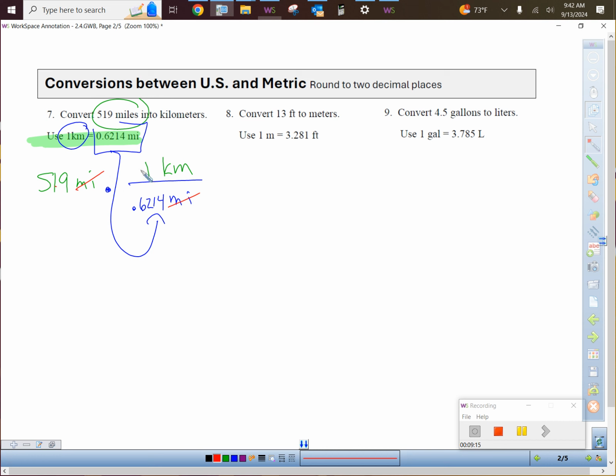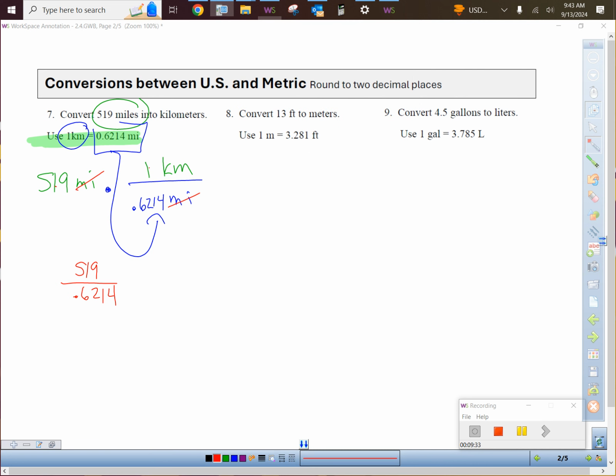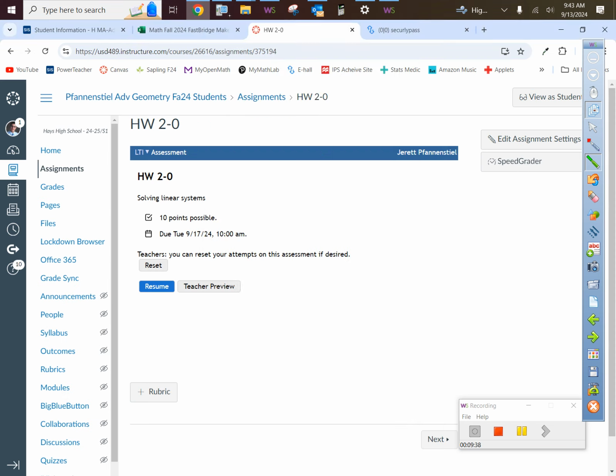So I take the top times the top and get 519. And then the bottom is just this nasty little decimal. And now I punch that in. 519 divided by that number. And let's see if they told us how to round. Right here in the instructions, round to 2 decimal places. Sorry, hit the wrong button.